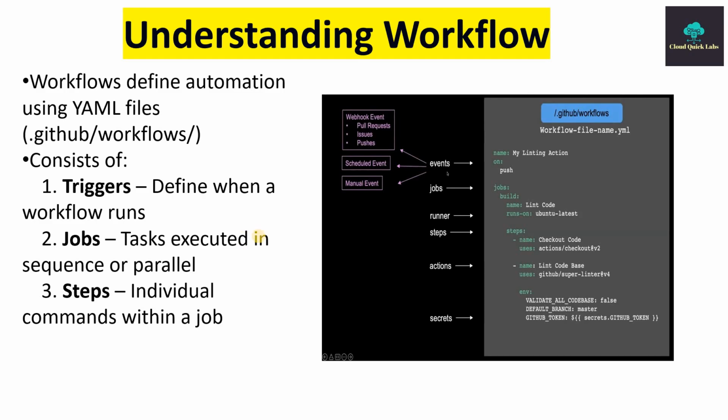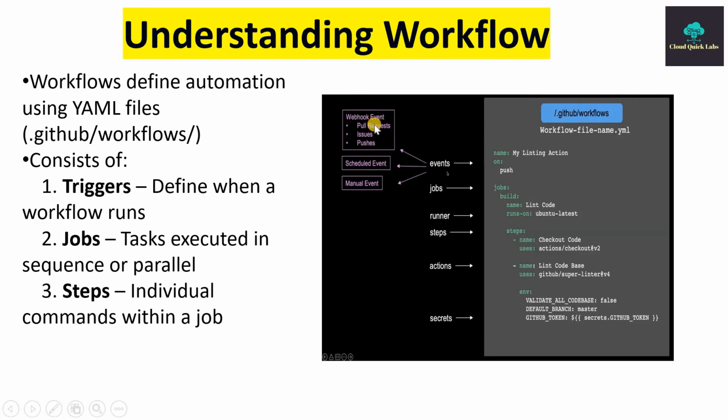Now let's look at the right hand side. As you see my cursor here, this is an example workflow file, that is a .yaml file, and this has these many properties. The first ones are event, job, runner, steps, actions, and secrets. For now, I'm going to walk you through it theoretically, but we will also see it in a real-time demo once I get to that particular step. So for now, let's understand theoretically.